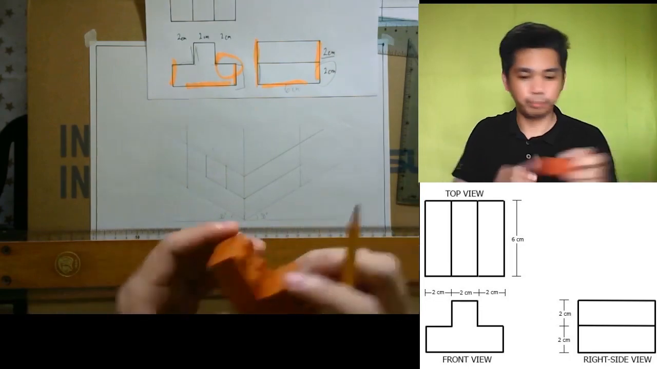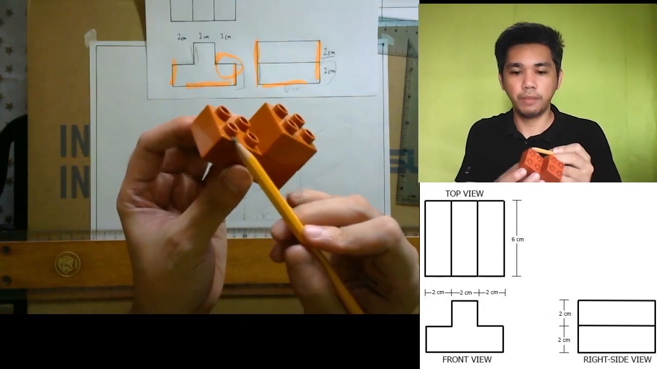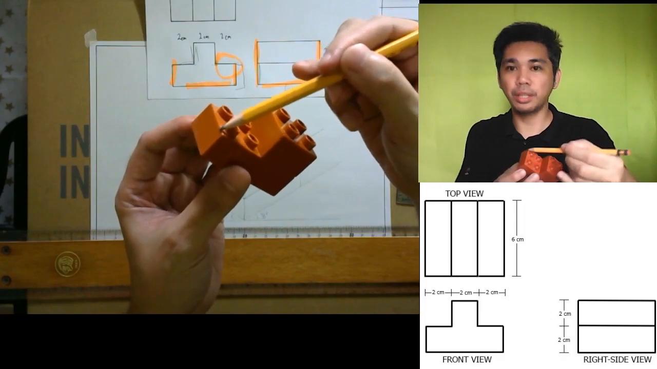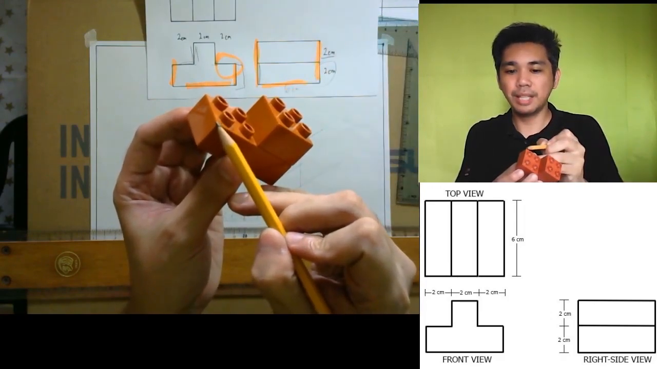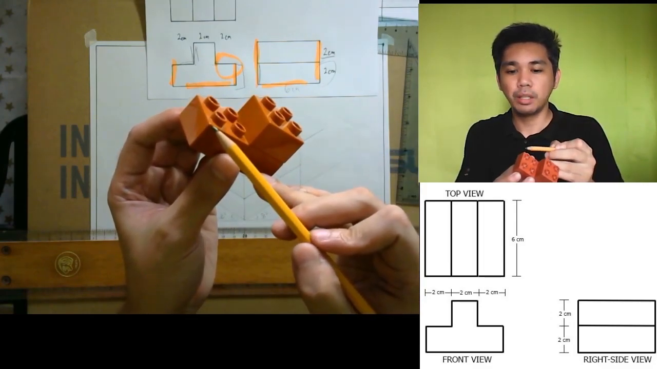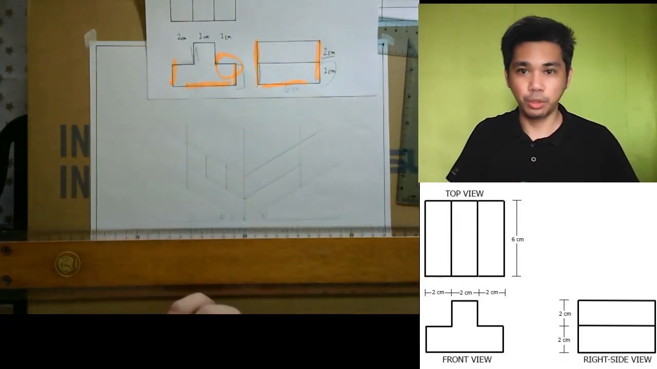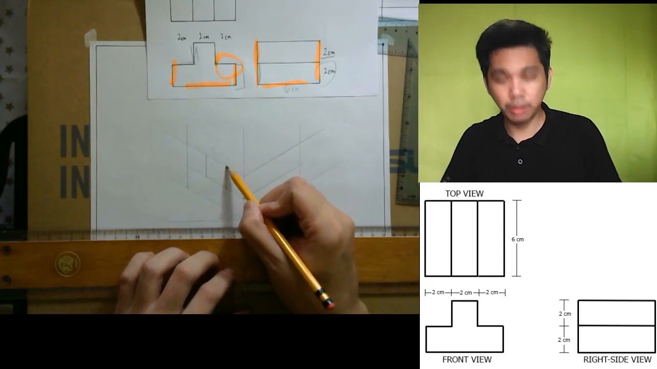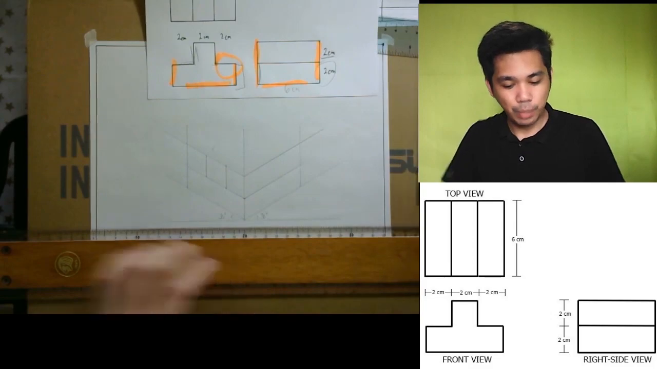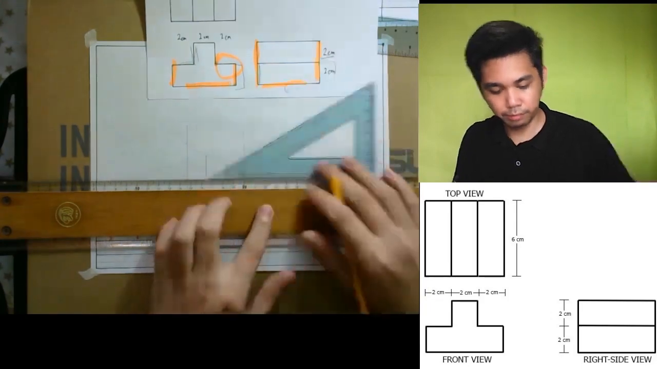Say for example, in this block, if we have a line here and we have a line here and they met at this certain point, definitely there is a line that extends downwards or upwards or whatever. In this case, there is a line downwards. So the same thing applies to our drawing. Let's say this point, there are connecting lines. So we have to create a line for that point.